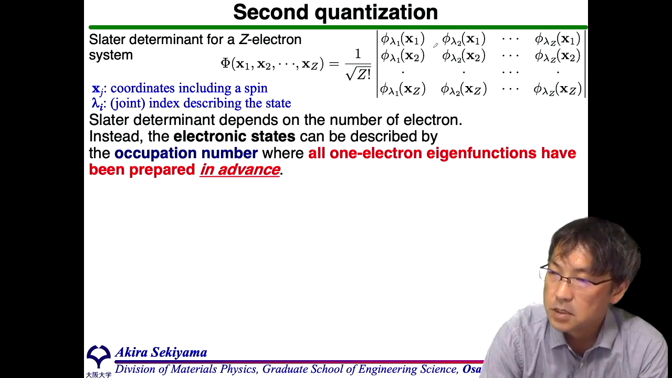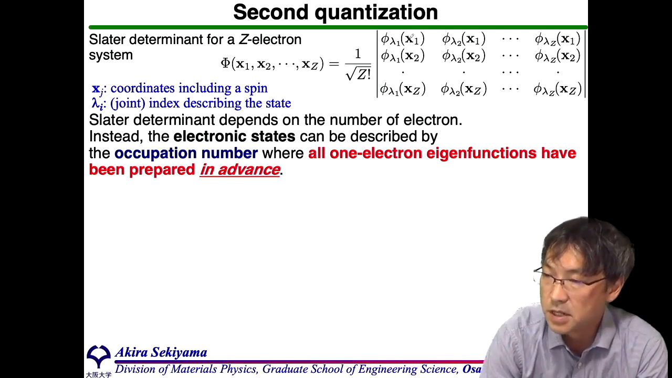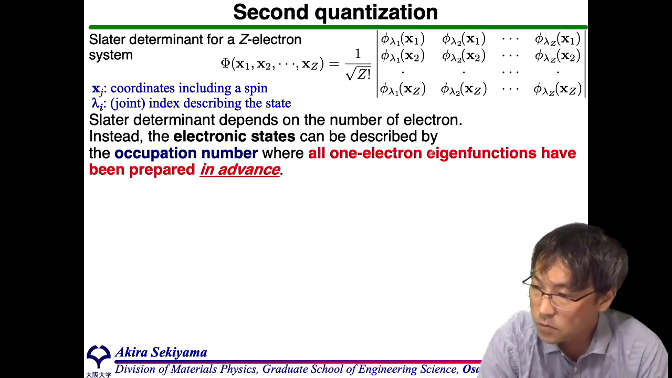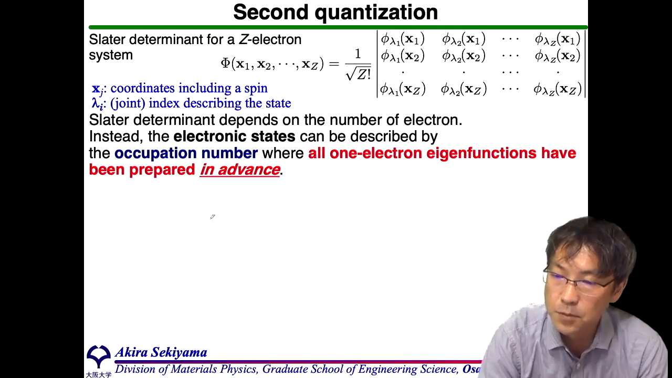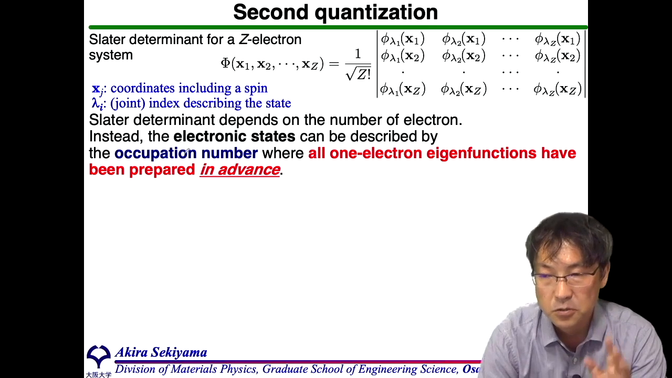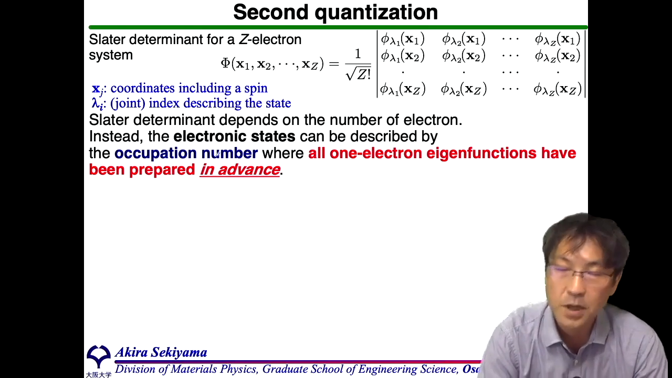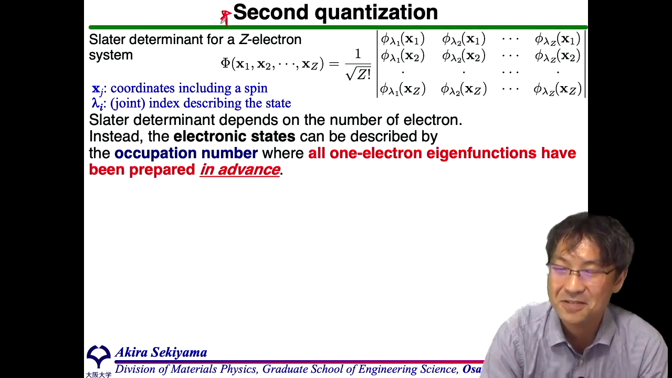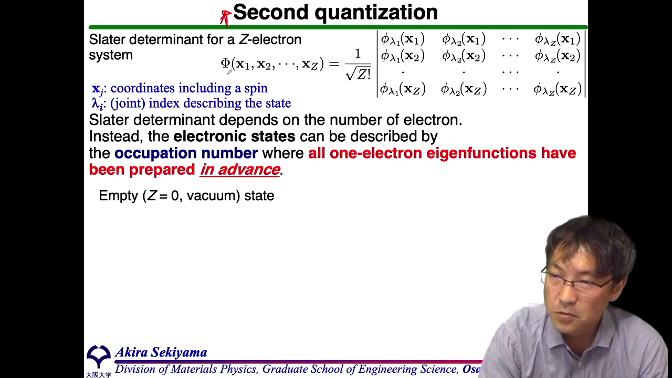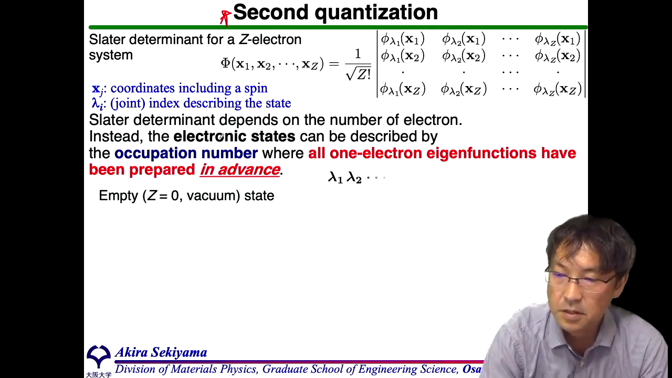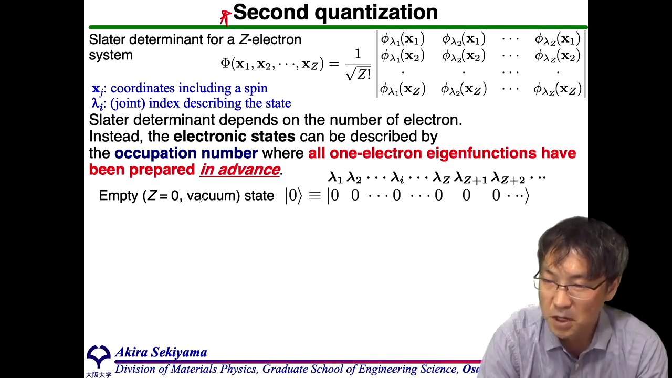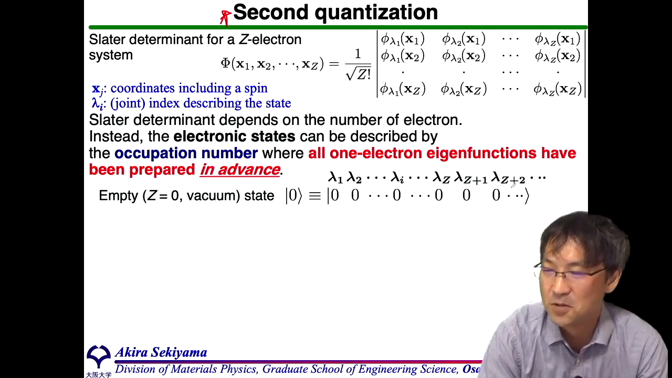One of the convenient ways to describe the many-electron system is to use the occupation number. This is an eigenstate because these states are mutually orthonormal. So all such one-electron wave functions have been prepared in advance. Then we set the electronic state by using the occupation number. So this is the idea of the second quantization. By using this idea, the empty state, with no electron, is equivalent to the vacuum state as in this formula.